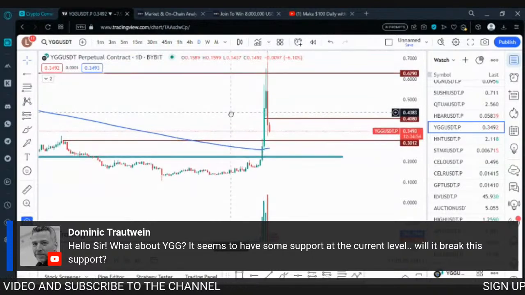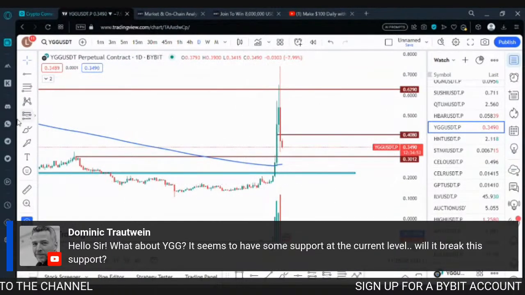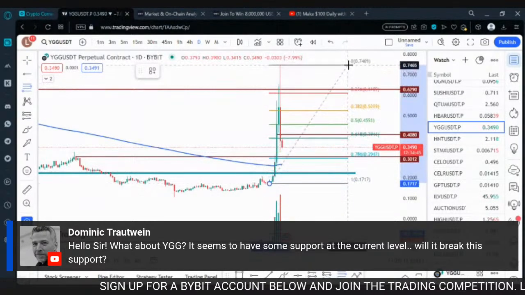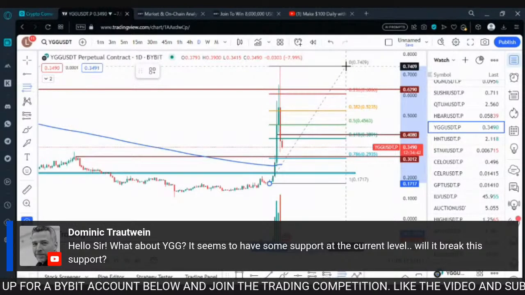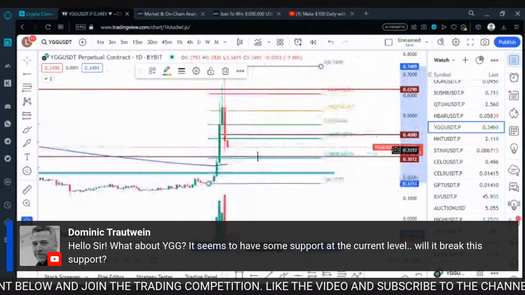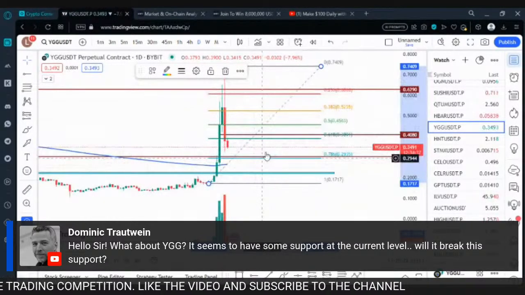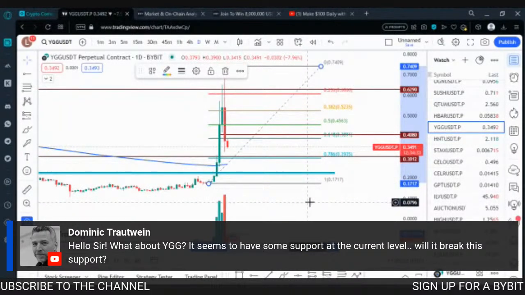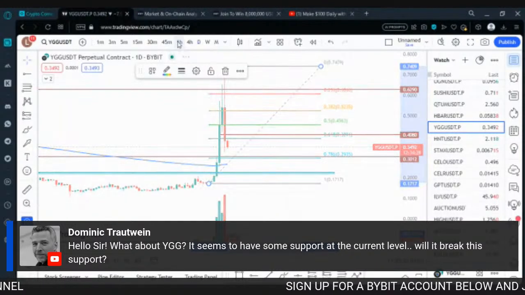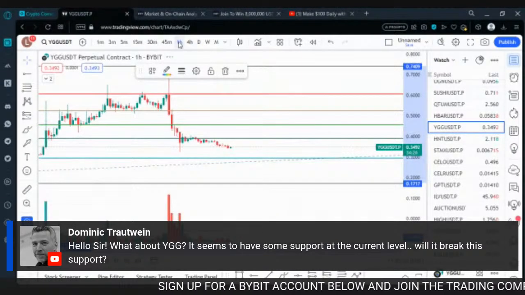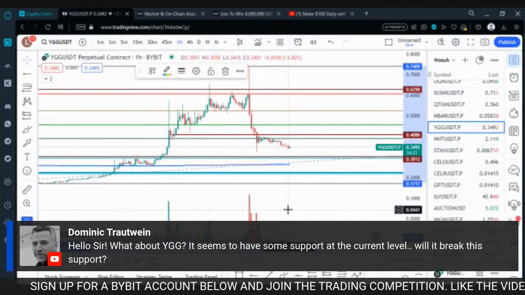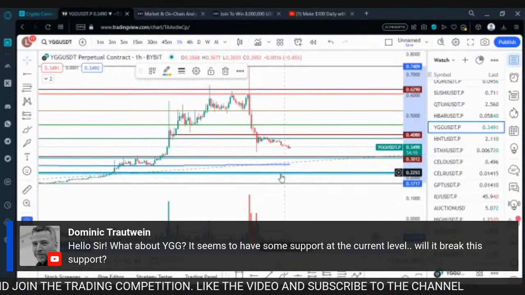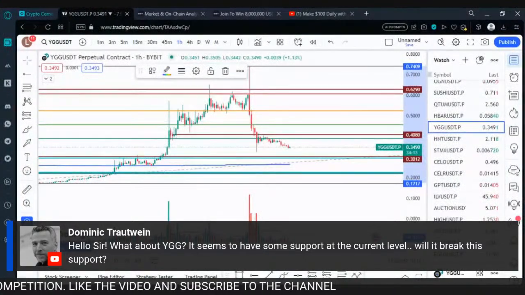30 cents will be the area where I personally will be looking to enter a long trade for the YGG token. Right here, that's the 786 level. That 786 level is the area where I'll be entering a long trade for YGG. So don't jump into it right now, because you may rush in and see that YGG will continue to drop. I want to see a rejection at the 786 level, which is around 30 cents, 29 cents. That is exactly the area where I personally will be entering a long trade for YGG.